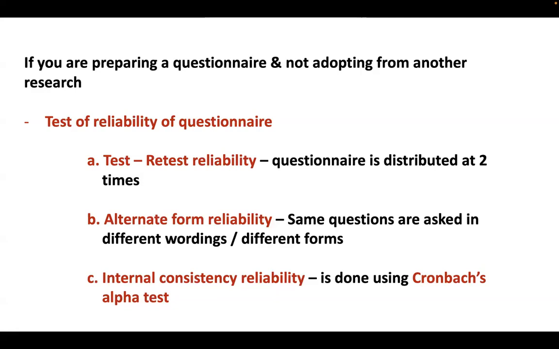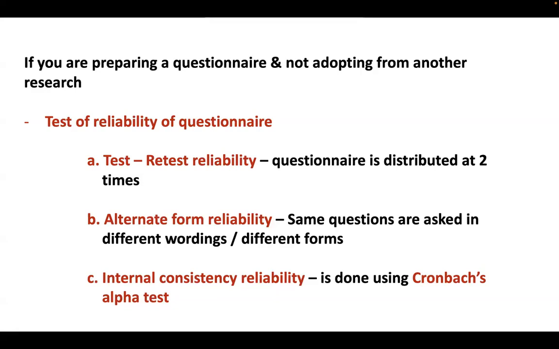Internal consistency means that all the 5 questions should measure the outcome in a similar way. First question, highly anxious. Second question also should give a reply that the student is highly anxious. Third question also should show highly anxious. Fourth question also should show highly anxious. That means there is internal consistency in that questionnaire.